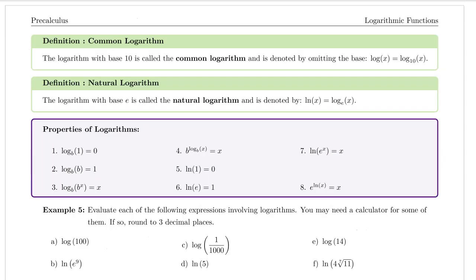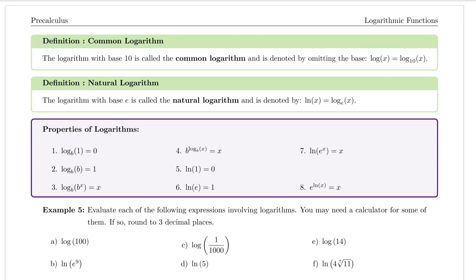So let's go over two very special types of logarithms. The first one is called the common logarithm. So the logarithm with base 10 is called the common logarithm, and it is denoted by omitting the base. So in other words, log of x is equal to log base 10 of x. Because our number system is base 10, that's why we call this the common logarithm, and we use it so frequently that we omit the base. So writing log base 10 of x, that's not something that we do. We just omit the base and we call it log of x.